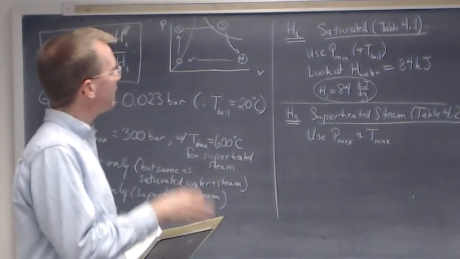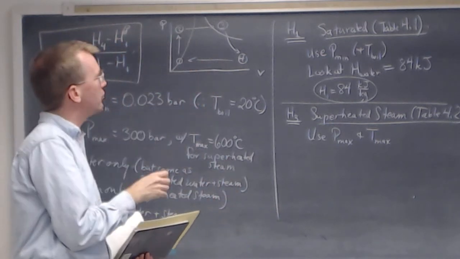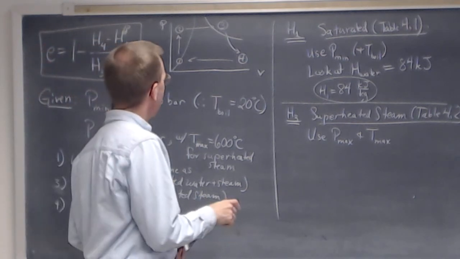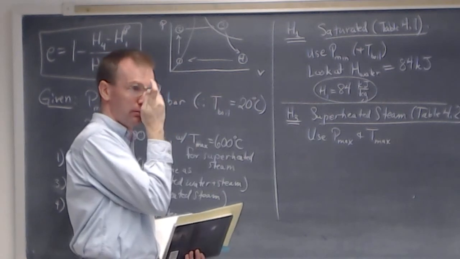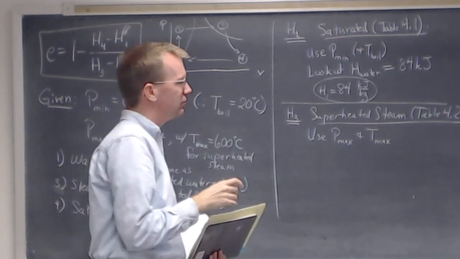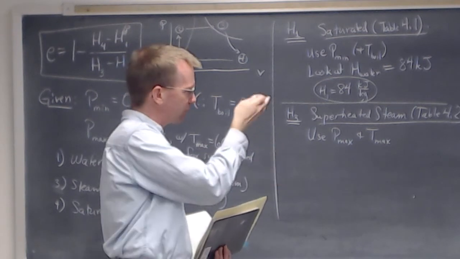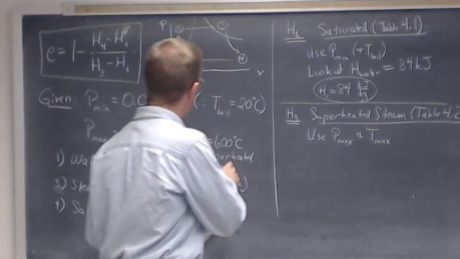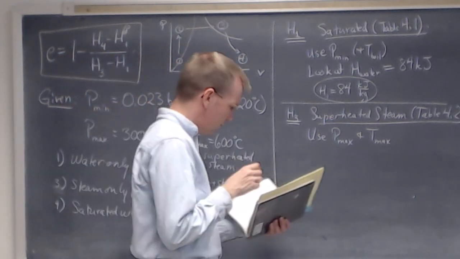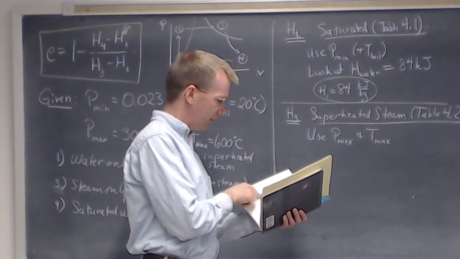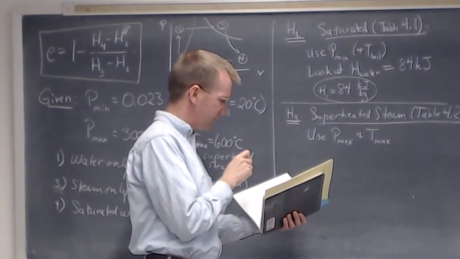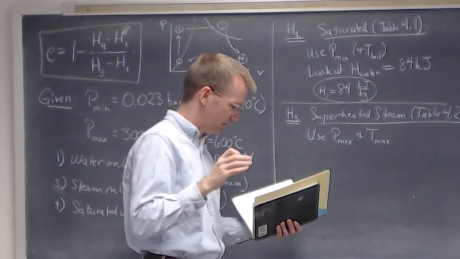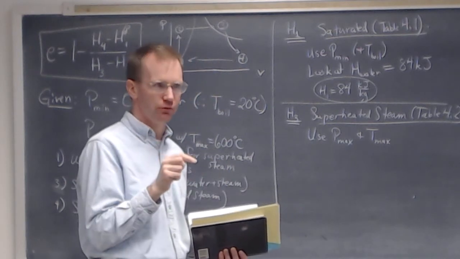Now, the reason we didn't need that for the saturated table was that we were on this phase boundary, and so temperature and pressure went together when you're on that boundary. Here, we can have different pressures and temperatures because we're dealing purely with steam, not with any possibility of boiling. Okay, that's why we needed to know the maximum temperature. So, read out the row that has a pressure of 300 bars and the column that has 600 degrees Celsius, and you come up with two numbers.